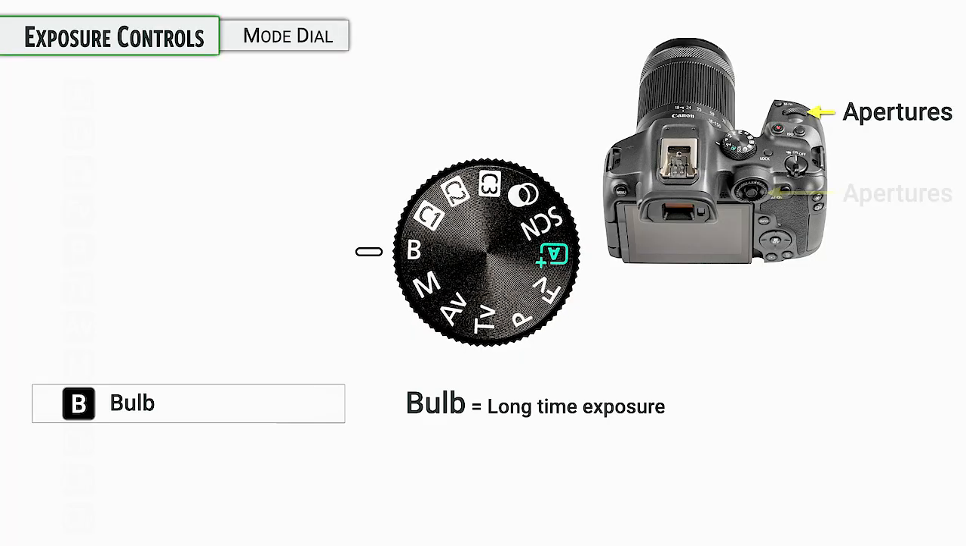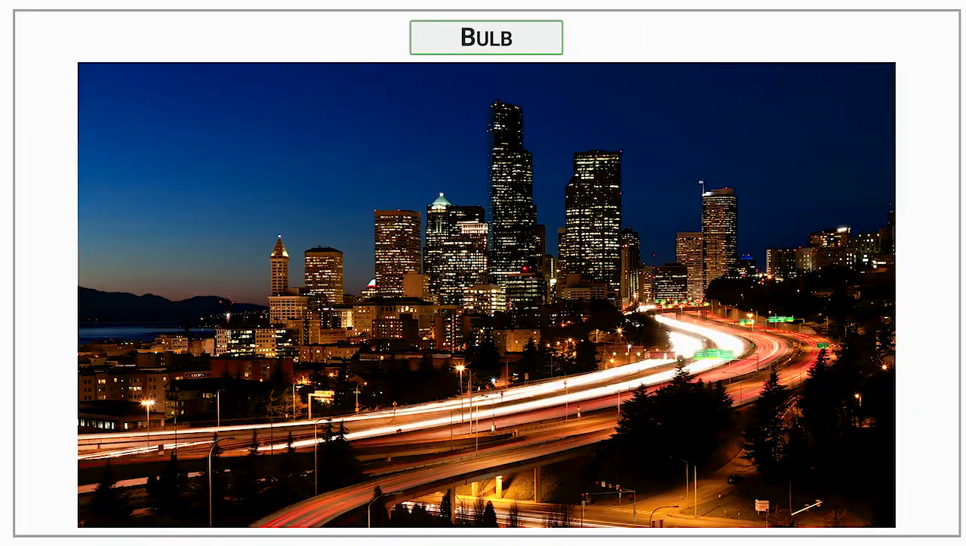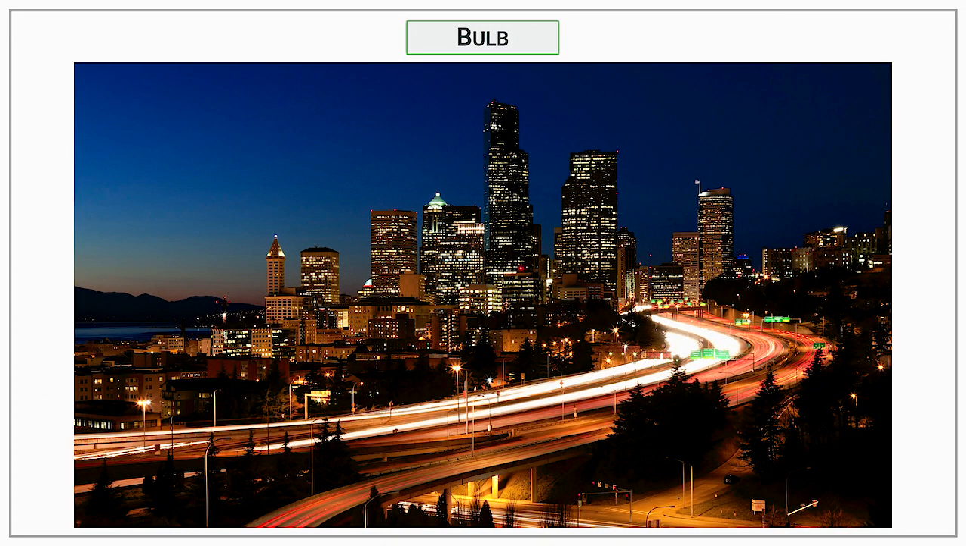Now, bulb is kind of a special manual mode. It is designed for long exposures. And the main dial as well as the quick control dial are going to control your apertures. So in this case, if you want to leave the shutter open, say for a minute in time to do light painting with the headlights from cars, you would put it in the bulb mode.